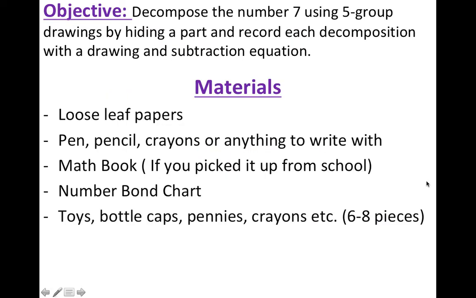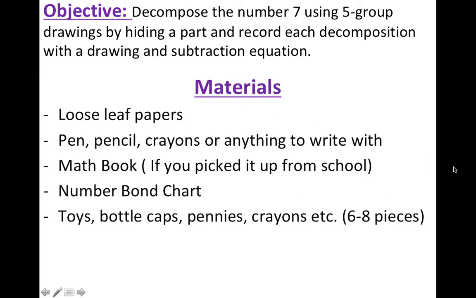And today's objective is decompose the number 7 using 5 group drawings by hiding a part and record each decomposition with a drawing and subtraction equation. So today we will continue to do subtraction with our math story, but we are going to be using 5 group ways to make 7, and we are also going to use our number bond in which we are going to hide one of the parts to figure out what the missing part is.